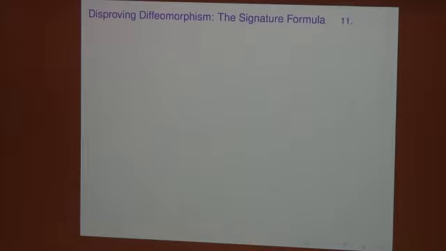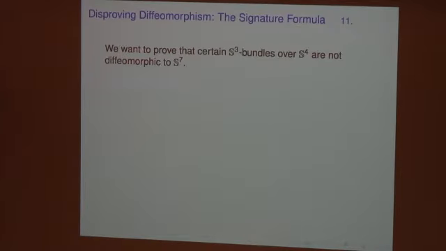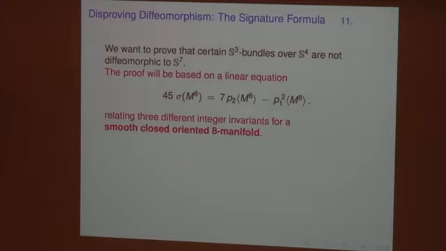But now let me go on to the other step, proving that the object is not diffeomorphic to a standard sphere. Here, the argument is much more complicated, and so the problem is to consider certain explicit three-sphere bundles over the four-sphere and show that they're not diffeomorphic to a standard S^7. And the proof will be based on a rather weird formula which connects three different integer invariants for a smooth eight-dimensional manifold.